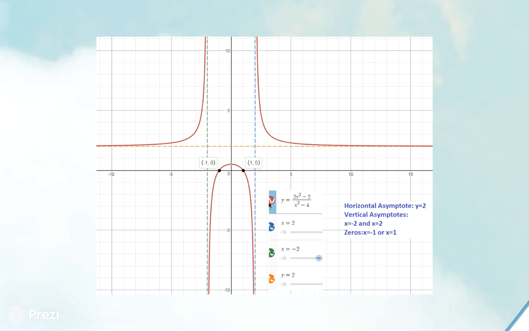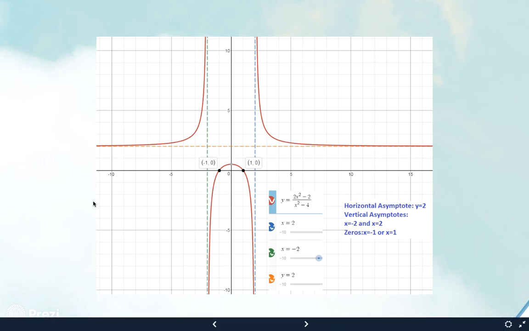Holy hot dog, right? We had one at x equals 2. It crosses through the x-axis at 2. And we also had one at x equals negative 2. So it crosses through the x-axis at positive 2 and at negative 2. And then we had a horizontal asymptote at y equals 2. It hits the y-axis at 2.